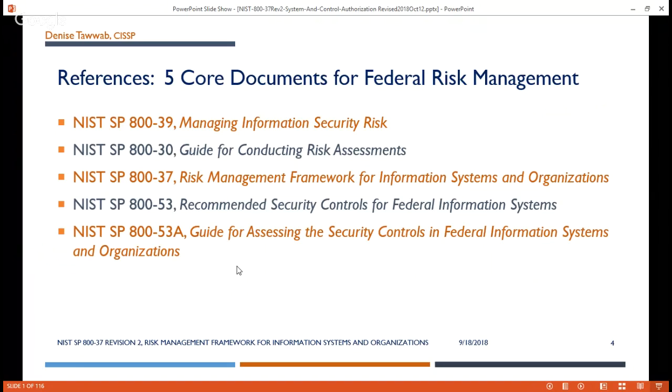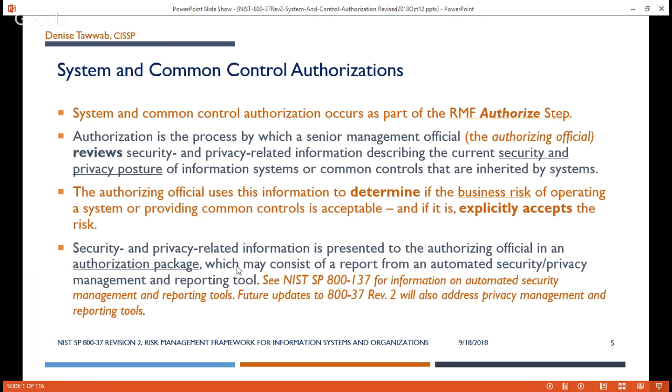So let's get into the meat of what we're doing today. We're talking about system and common control authorizations. System and common control authorization, again, occurs as part of the risk management authorize step. Authorization is the process by which a senior official, called the authorizing official, reviews the security and privacy related information that describes the current security and privacy posture of an information system or a set of common controls that are going to be inherited by systems within your organization.